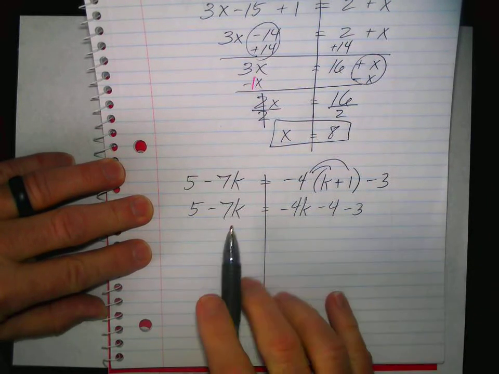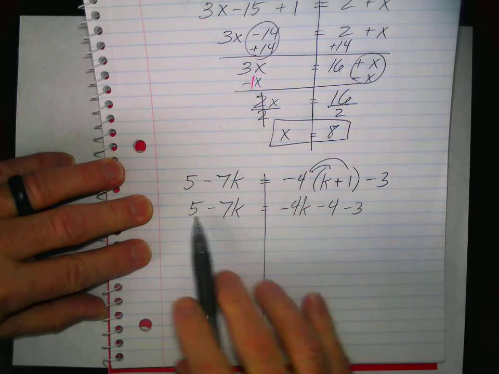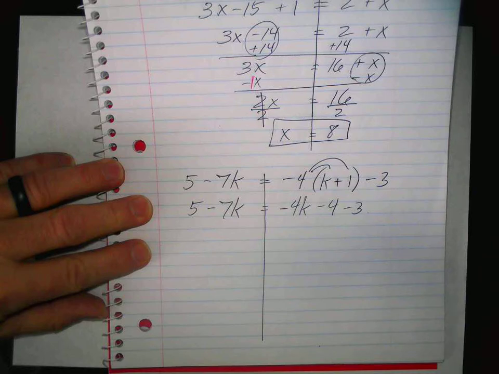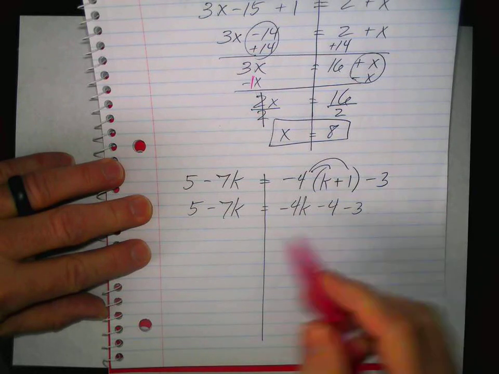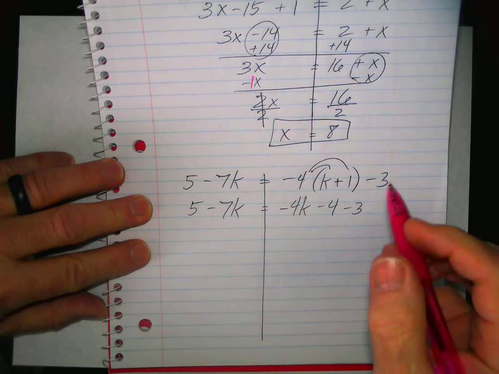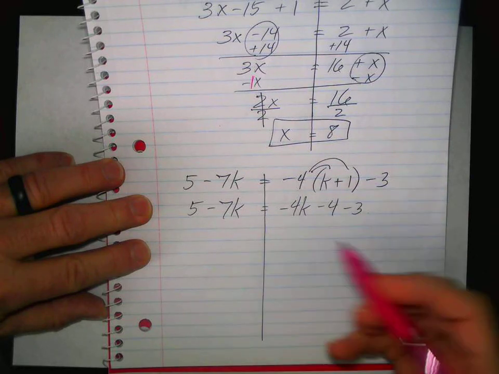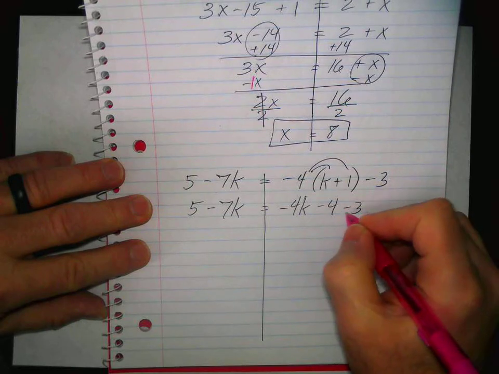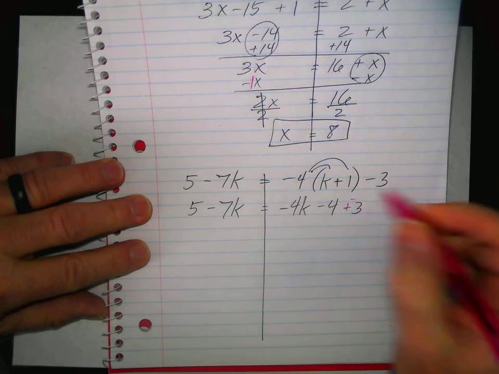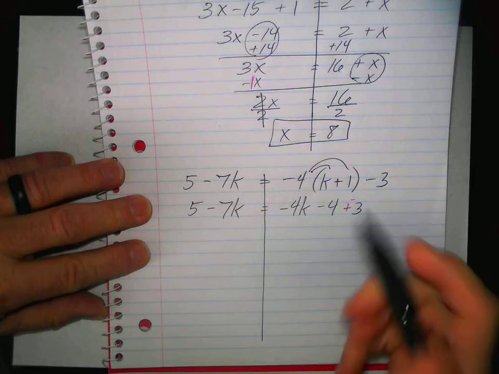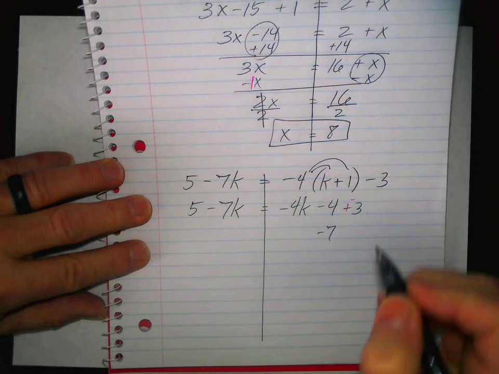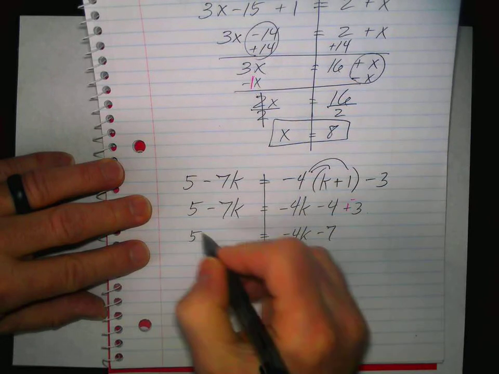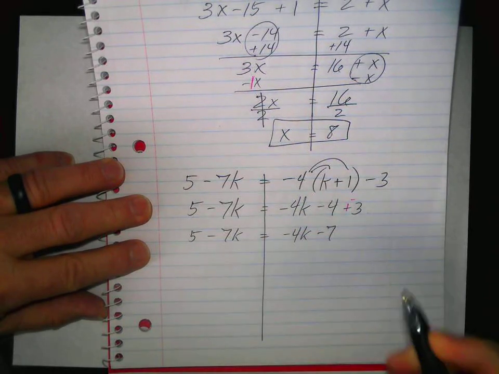Now, we have variable terms on both sides, constant terms on both sides. We need to put the terms that are like each other together. So we don't want a 0 pair with the 4 and then a 0 pair with the 3. We would like to combine them and then do it at once. So let's remind ourselves that negative 4 minus 3 is really negative 4 plus a negative 3. And this becomes negative 7. Negative 4k minus 7 equals 5 minus 7k.